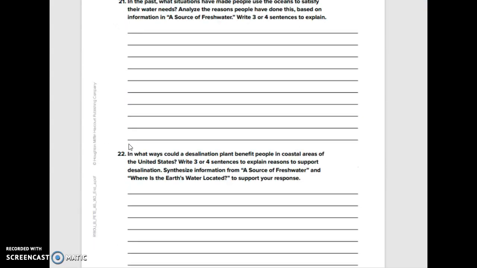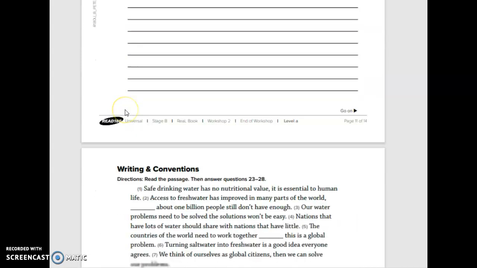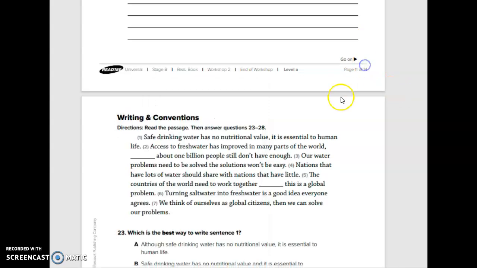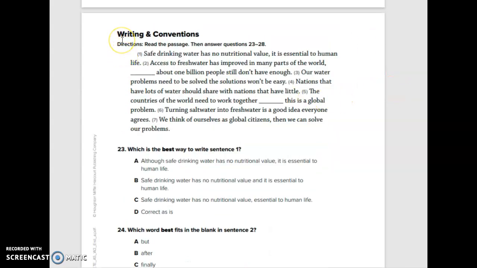All right, so we are not doing 21 or 22. So we're going to skip this page, which was page 11, and we're going to come here to writing and conventions. Okay, so what you're going to do is read the passage and then answer questions 23 to 28. So take a couple minutes, read through this passage.